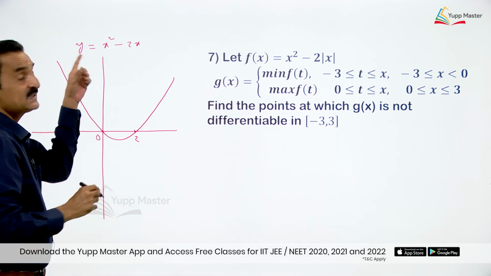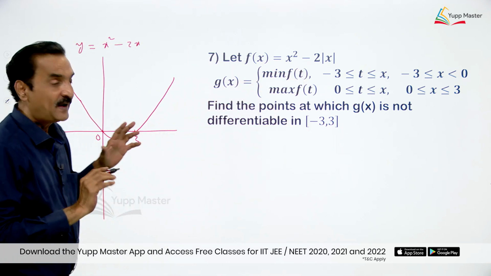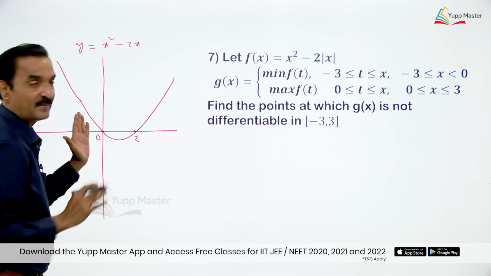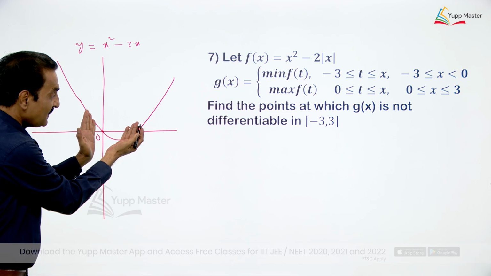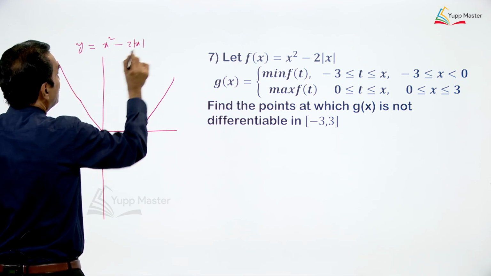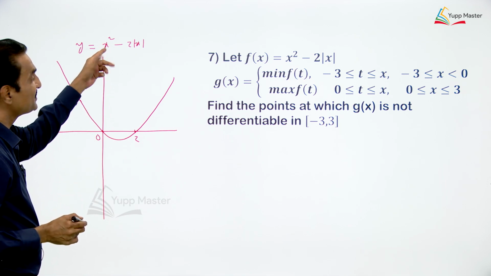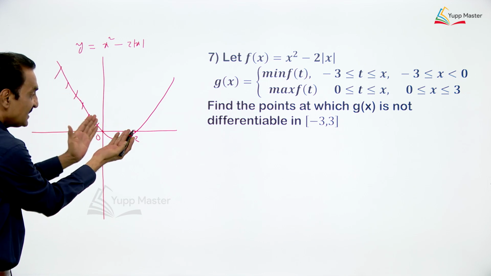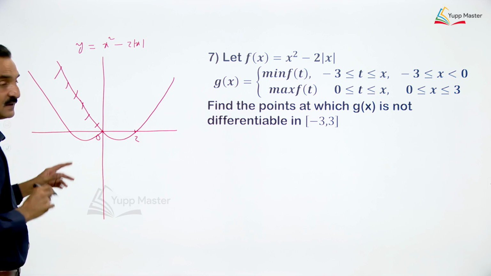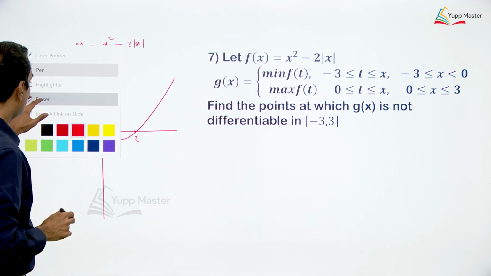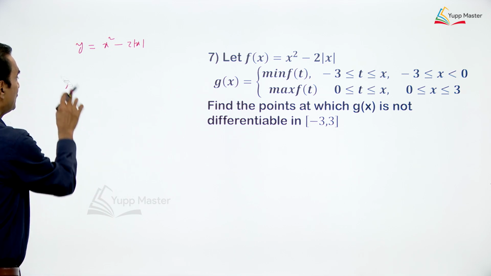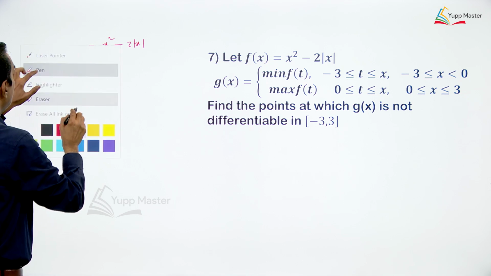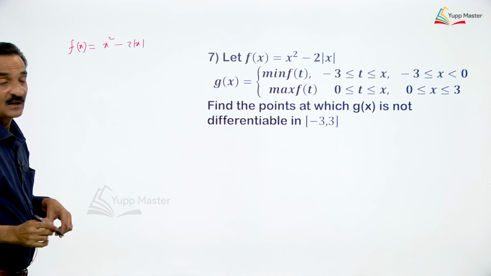Okay. Now, if I replace x by mod x, it becomes this. When you replace x by mod x, we have already discussed this in the previous question. What happens? The right side part remains as it is. This part must be removed and we should draw the reflection of the right side part. So, x square minus 2 mod x: this must be removed and this must be reflected. So, it will come like this. Finally, the graph of f of x will be like this.